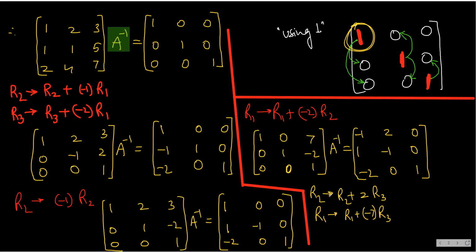Okay, first I have written R2. How is R2 changing? R2 plus 2 R3. So you have to multiply 2 here. You see this? 2 R3. So 2 R3, 2 R3, 2 R3, and then add it in R2.